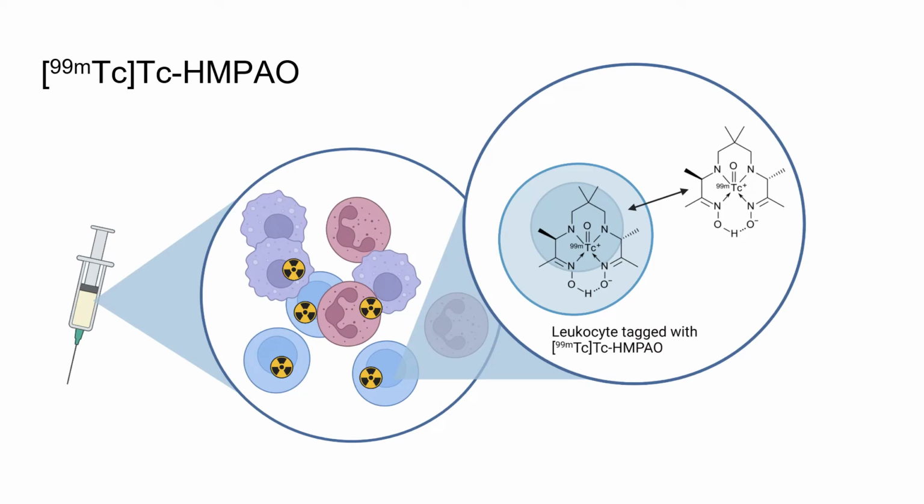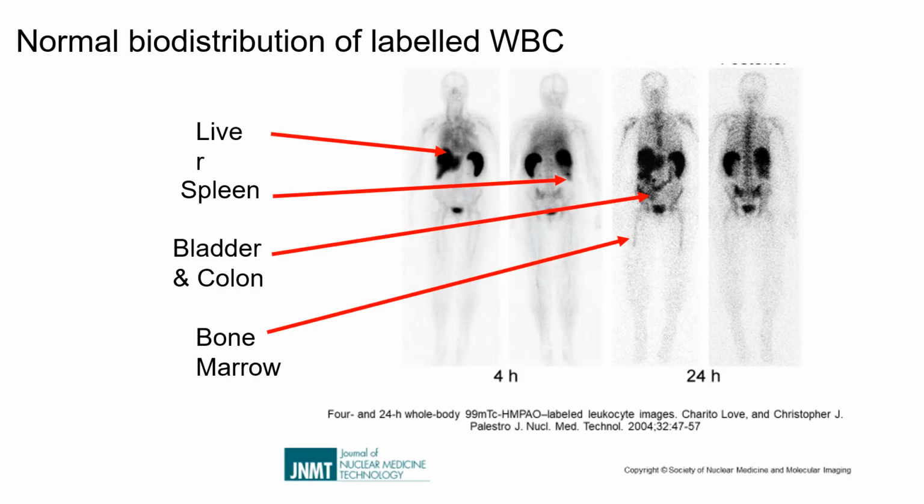So you would take radioactive technetium HMPAO, which is a lipophilic drug. You will use this lipophilic radiopharmaceutical to label your white blood cell with. It crosses the barrier of the cell through passive diffusion, and then inside the cell it undergoes some degradation and it gets stuck inside the cell.